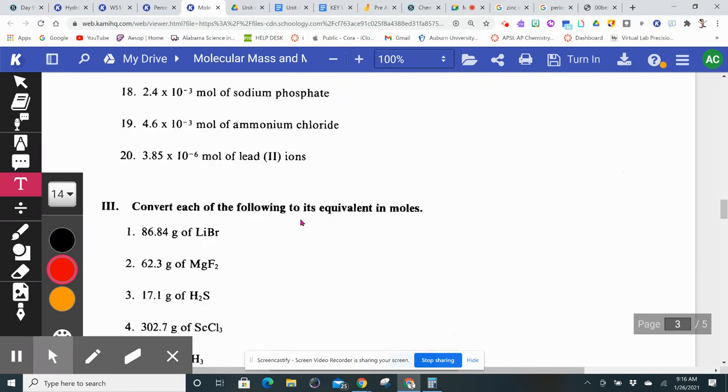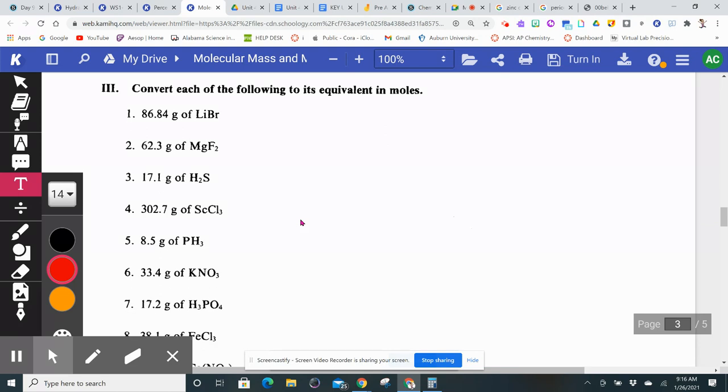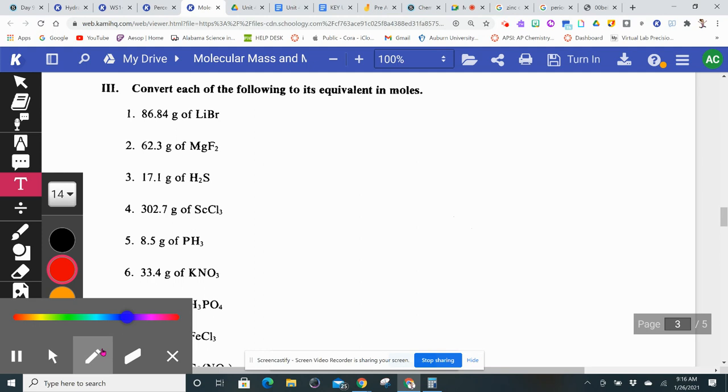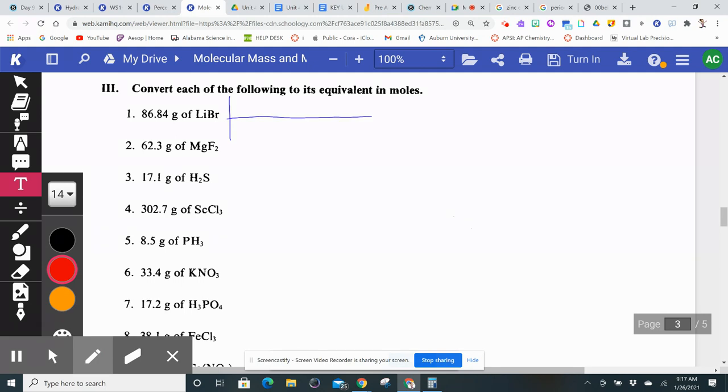Okay. Let's do the reverse now. So now we're going to do the same setup, but we're going backwards. We're starting with grams, and we got to go to moles. Okay, so set up those railroad tracks. Anytime you have to convert, you can set up your railroad tracks. If grams is what you're given, where's grams going to go? On the bottom, because I want to get rid of it.